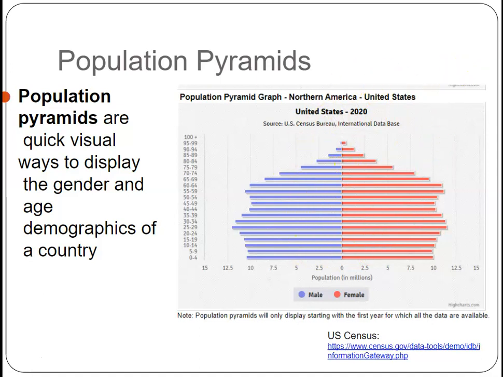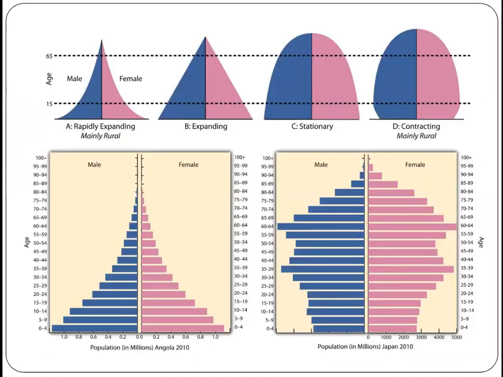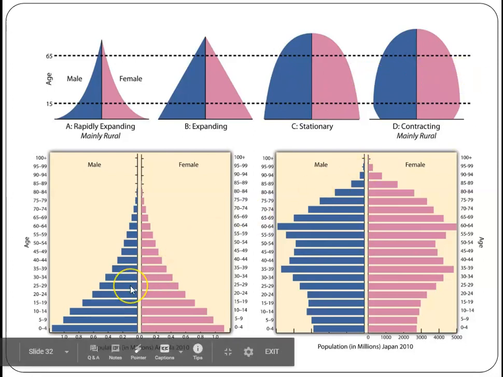Okay, as we saw in your previous slides, looking at the shape of population pyramids, the shape of your pyramid is going to have a lot to say about what your population is doing. Okay, this roughly corresponds to stage 1, stage 2, then stage 3, stage 4, stage 5. So this is going to be comparing Angola, which is in Africa, to Japan, and these are both for 2010.